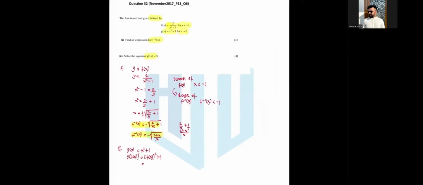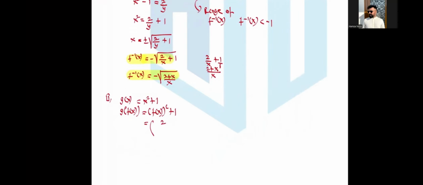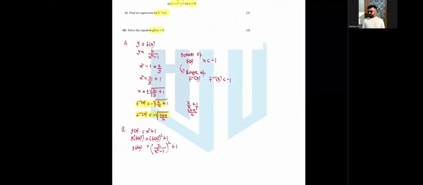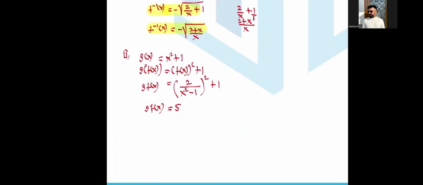So f(x) itself is 2 over x squared minus 1. So 2 over x squared minus 1, whole squared, plus 1. This is your g of f(x) function. And we need to solve the equation g of f(x) is equal to 5. So this means that 2 over x squared minus 1, whole squared, plus 1 is equal to 5.